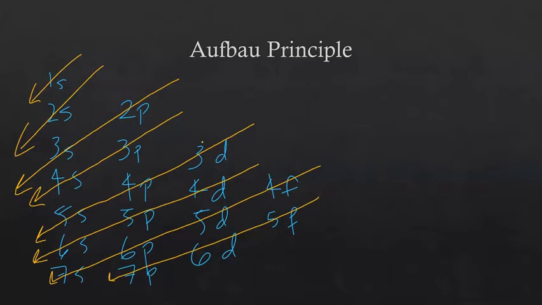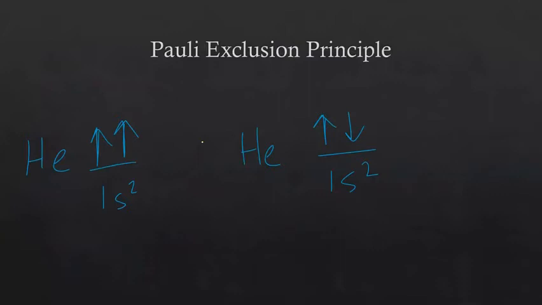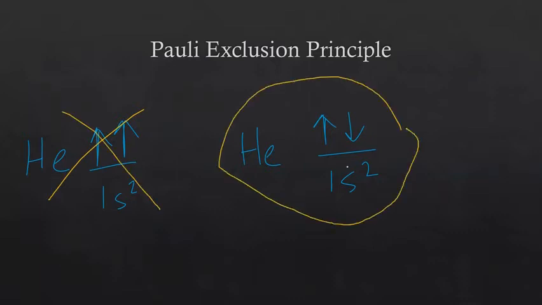Now, the next rule that we need to follow is the Pauli exclusion principle. This states that no two electrons can have the same 4 quantum numbers in an atom, which in terms of orbital diagrams just means that 2 electrons in an orbital cannot have the same spin direction. So in this case, helium is 1s2, and both electrons cannot be facing up. One should be facing up and one should be facing down. By convention, we always choose the first one to be up, so the second one is going to be down.